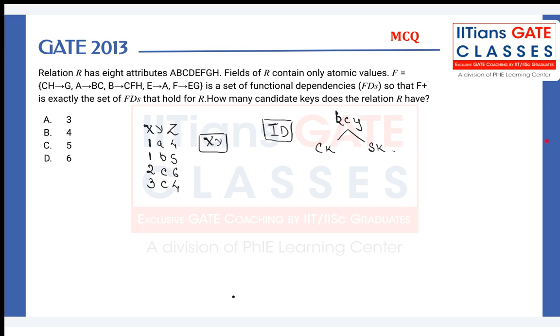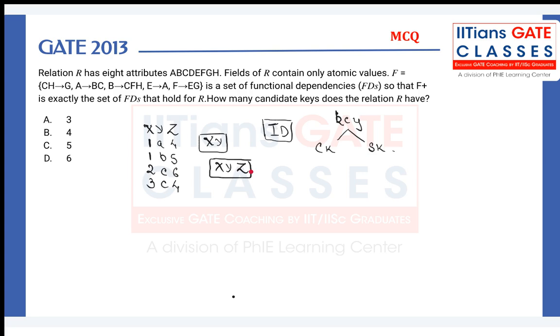Suppose I have XY and I include Z with it. Is it still a key attribute? Can you still uniquely identify a row in the table? See, with the value of XY only, you could uniquely identify a row in the table. Having Z along with it or any set of attributes along with it wouldn't make any difference. It will still be a key attribute.